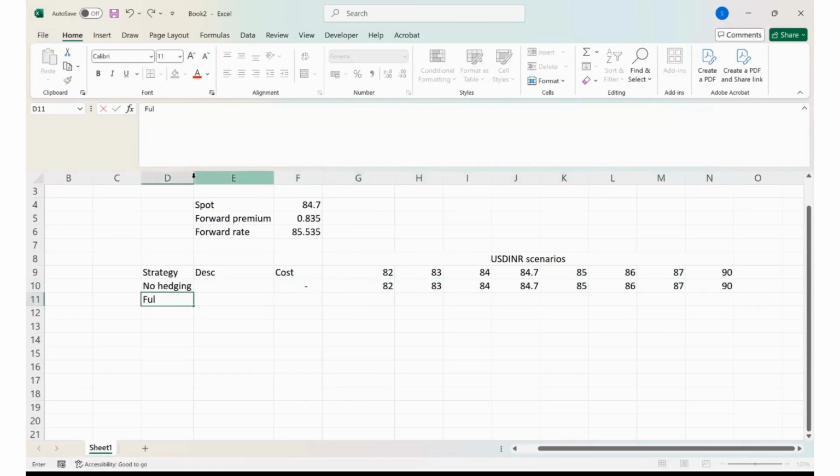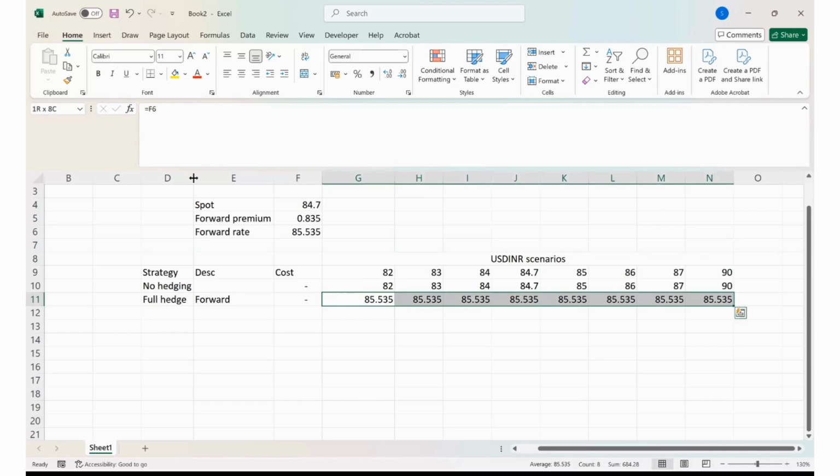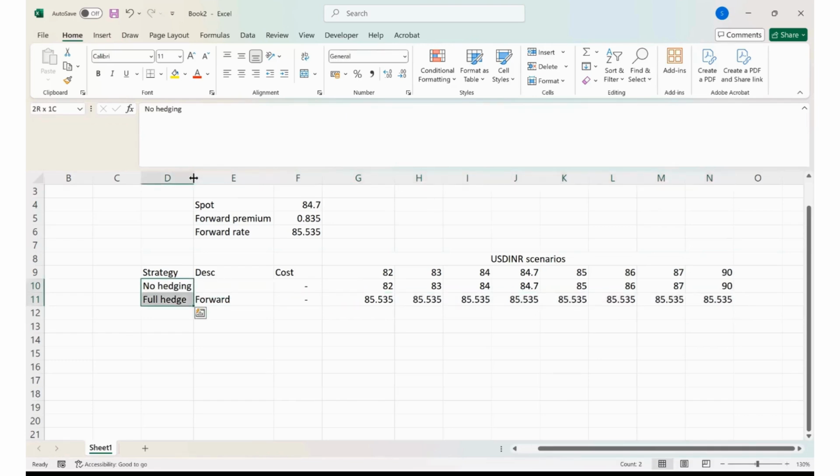Now, full hedge means completely hedging myself without any variability in my cash flow. I want to lock in. So what is a full hedge? The full hedge is a forward, a complete lock-in. And what is the cost of it? Again, zero, because a forward has no upfront cost. But the rate at which you buy is locked in at the forward rate. That you can't change. That is fixed. Irrespective of where the dollar rupee ends up at maturity, you have a locked-in rate, which is the forward rate. These are the two extremes: no hedge and full hedge.